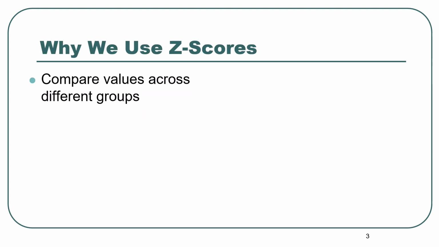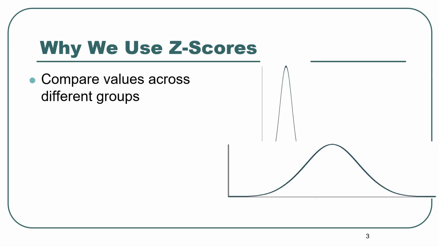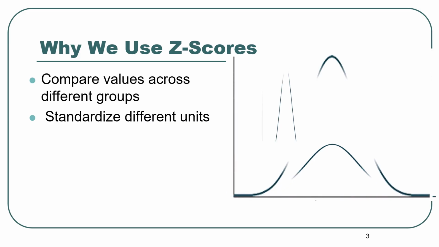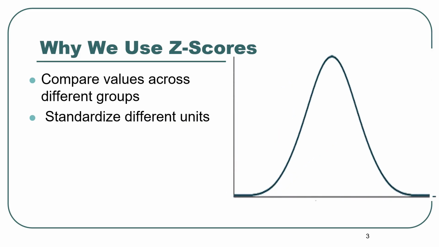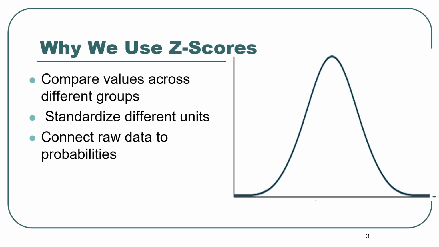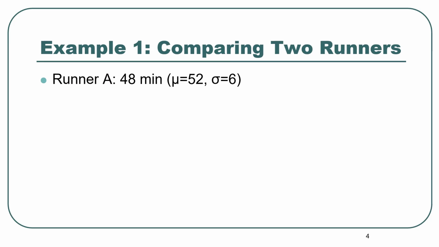We use Z-scores to compare performances across different populations, standardize different units, connect raw values to probabilities, and use the standard normal table to calculate these probabilities. Everything in today's lecture flows from this idea. So let's begin with a fresh example.